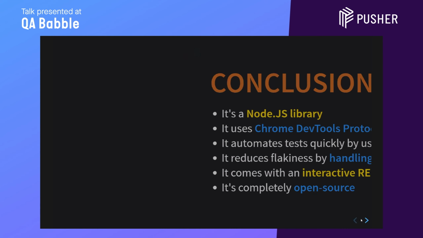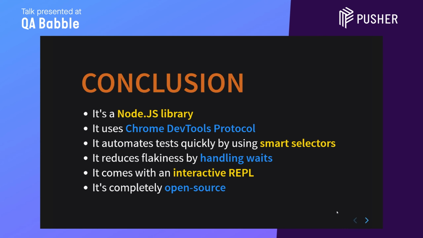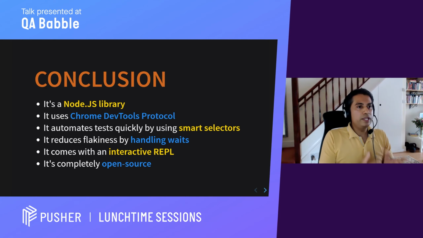So yes, in the end, it's basically a Node.js library, uses Chrome DevTools Protocol, and automates tests quickly by using smart selectors. As you can see, just by using the interactive REPL and then writing the code, generating it automatically for you, and then executing it, it's actually quite fast. So you can actually start automating things from the ground up quite quickly. It reduces flakiness by handling waits.